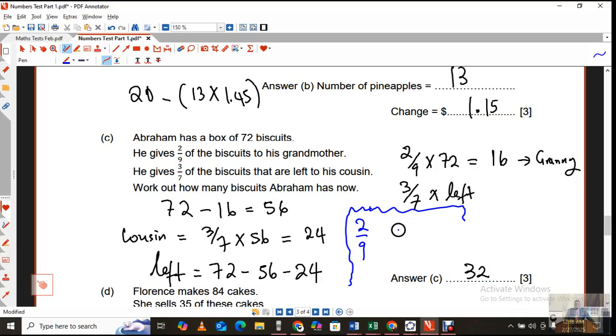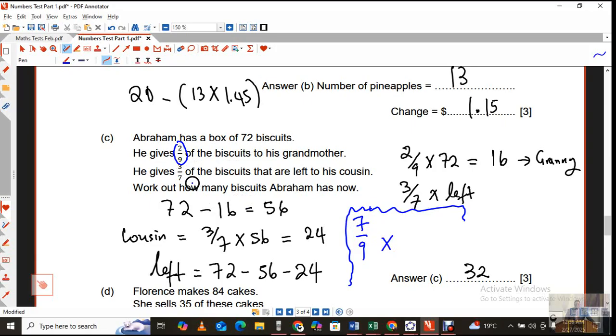Let's say we take, not 2 over 9 rather, let's say we take 7 over 9. Now, if I take 7 over 9, remember, 2 over 9 he gives away. So what is left is just going to be, to make that fraction 9 over 9, which is 1, so what is left is 7 over 9.